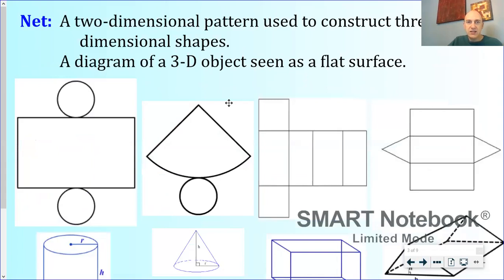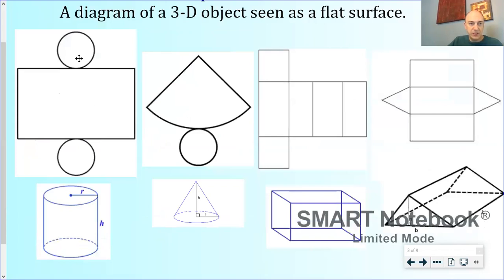And a net is a two-dimensional pattern used to construct three-dimensional shapes, or a diagram of a 3D object seen as a flat surface. Take a look at this net of the cylinder. We've got the circle on top, we got the circle on the bottom, and then we've got the rectangle around the sides. And our radius is going to be the distance from here to here.